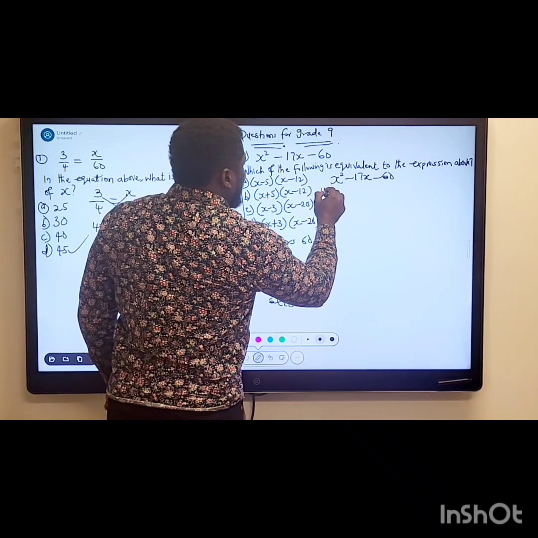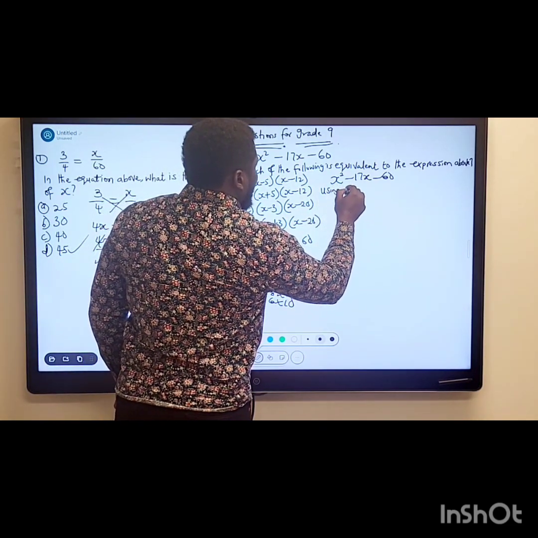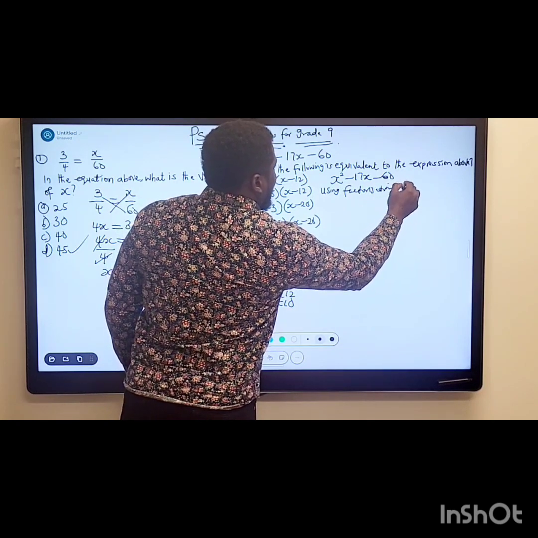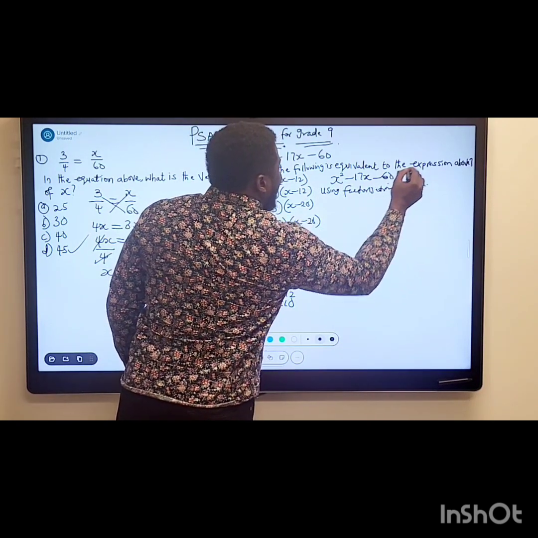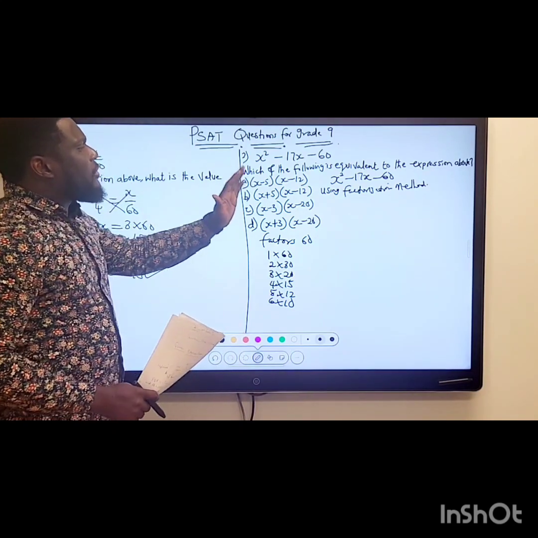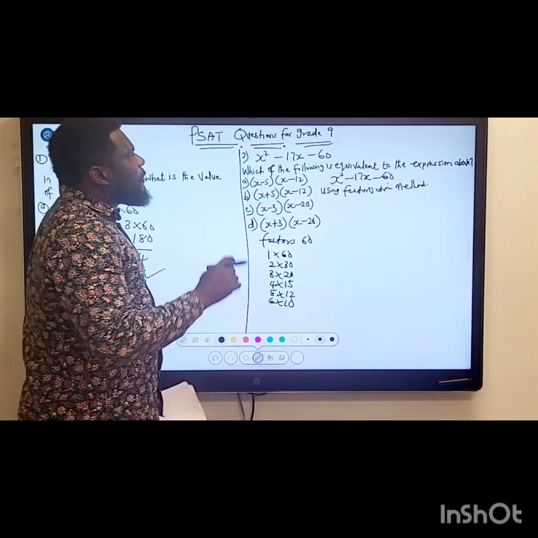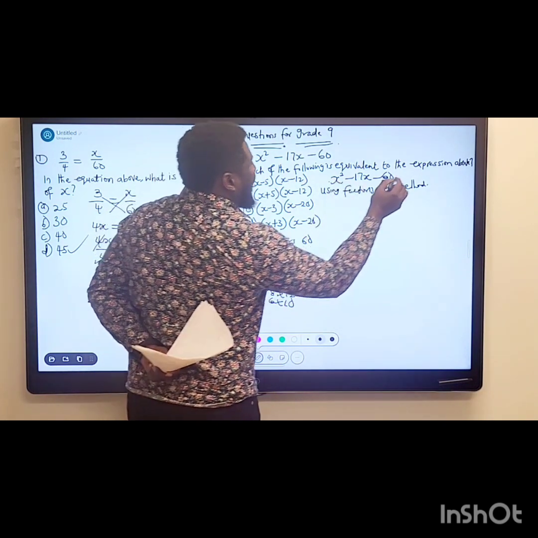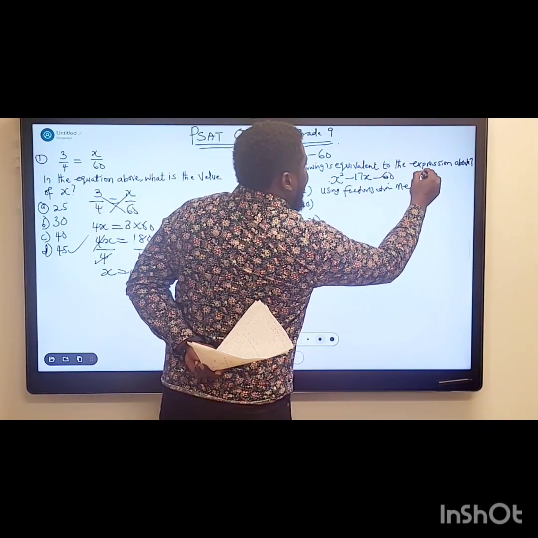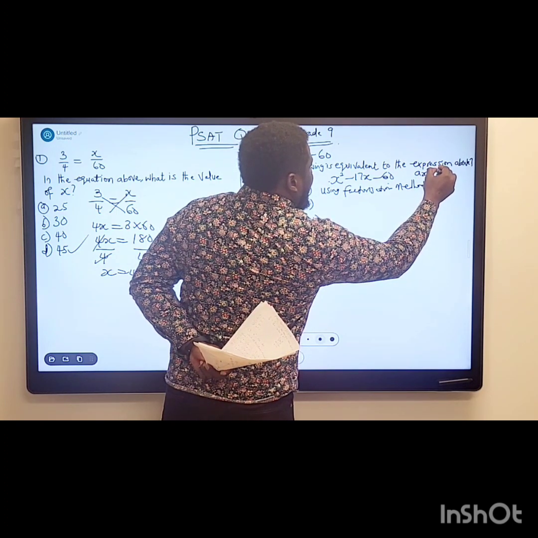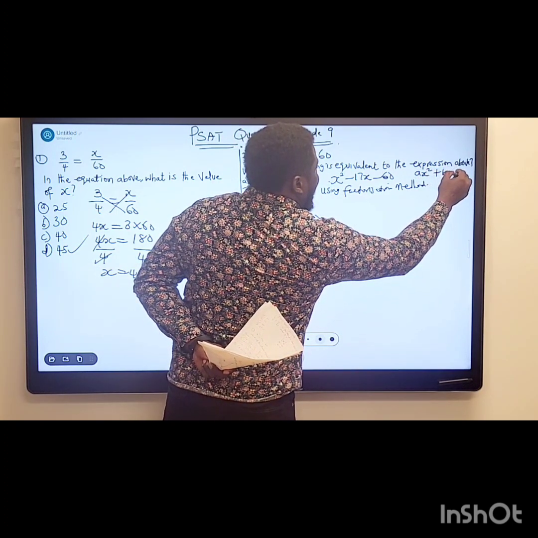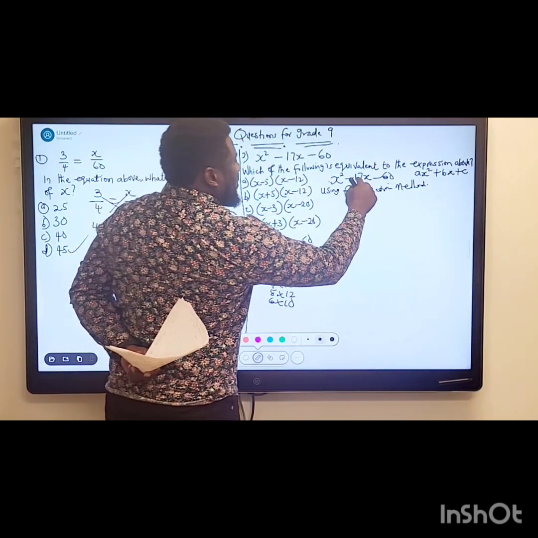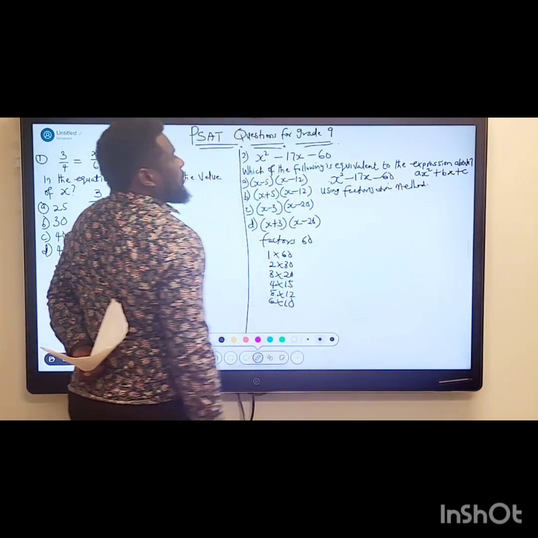Now we say what? Using factorization method. Now what you're going to do here, using factorization method, the first thing you're going to do here is to take the coefficient of what? Of x squared here. Remember that this is what? ax squared plus bx plus c. So in this instance, this is your a. This 17 is your b, and the constant, which is what, negative 60.